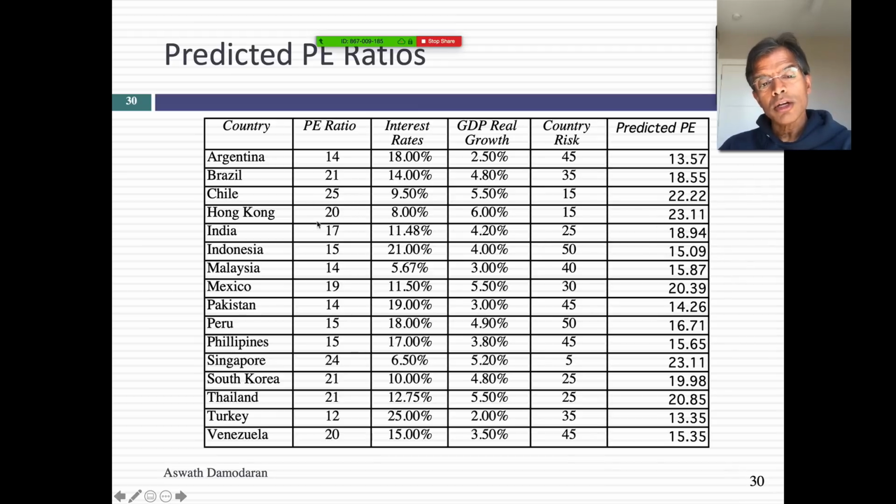Notice that Hong Kong at 20 times earnings looked expensive relative to the other markets, but after I control for the low risk at that time and the high growth, its predicted PE should be 23. And if you take Turkey with its numbers, my predicted PE is 13.35. It's trading at 12 times earnings. It is cheap, but not as cheap as I thought it was. What I've done is I've not turned things over to statistics, but used a statistical tool to control for differences.